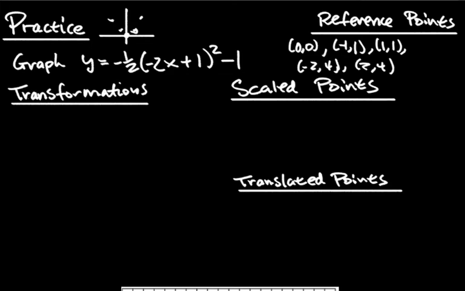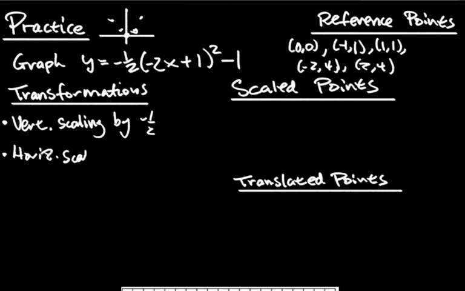So what transformations are happening here? So there we have a vertical scaling by negative 1/2. And then we have a horizontal scaling by negative 2. And a horizontal shift 1 over negative 2.